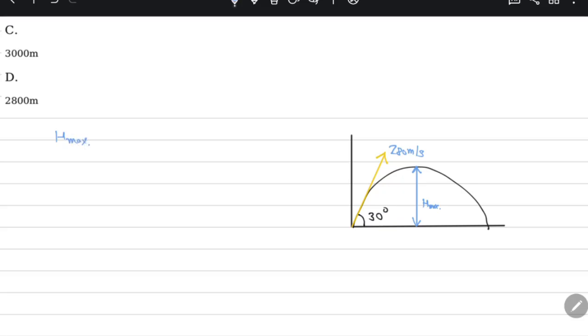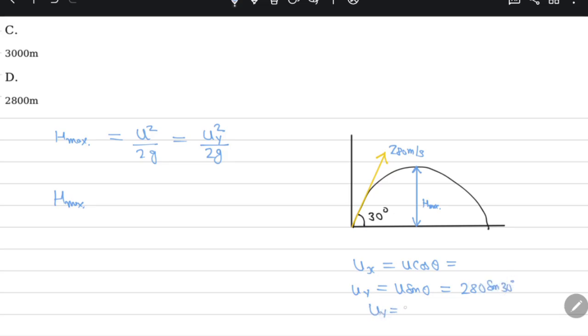So for h max, what is the formula? In 1D motion we study u squared upon 2g, but in projectile motion this becomes uy squared upon 2g. ux is the x component, that is u cos theta, and uy is u sin theta. We only have to use the y component, so that is 280 sin 30 degrees. So uy comes out to be 140 meters per second.